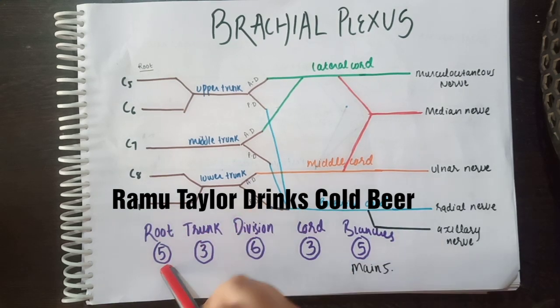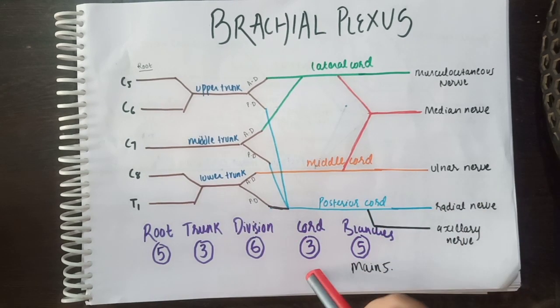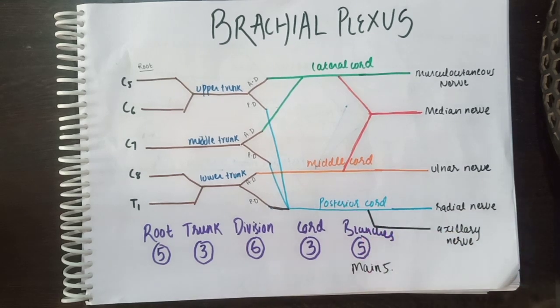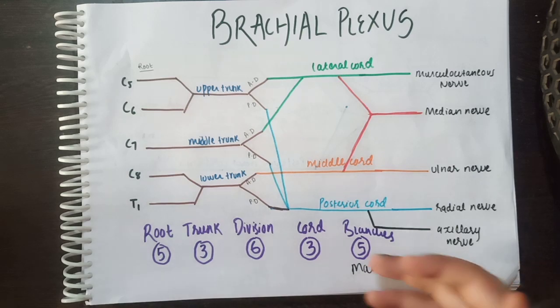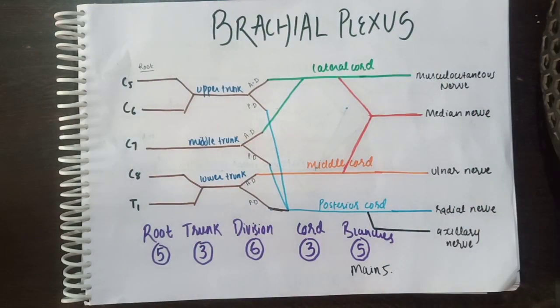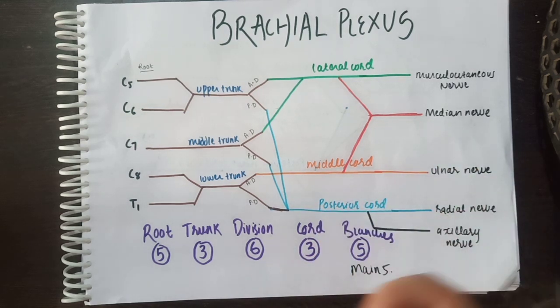Roots are 5 in number, trunks are 3 in number, divisions are 6 in number, cords are 3 in number, and branches are 5 in number. Now these branches are the main 5 branches. Now let us see how the roots, trunks, divisions, cords and branches are forming here. This is the very simple diagram, and how to extend it I'll show you in the next page that I have written.